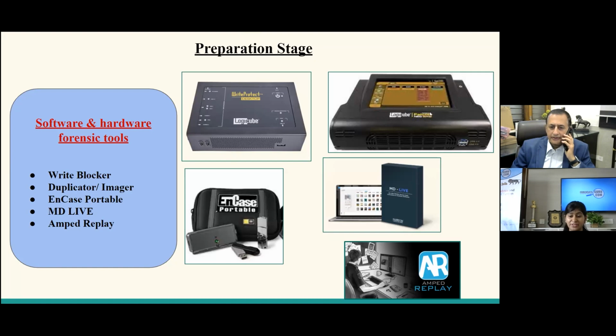Moving forward, the next tool is here, which you can see. Let me move my cursor here. This is the duplicator or imager. This should also be in the digital evidence seizure toolkit. Why do we use it? The name of this tool is duplicator or imager.